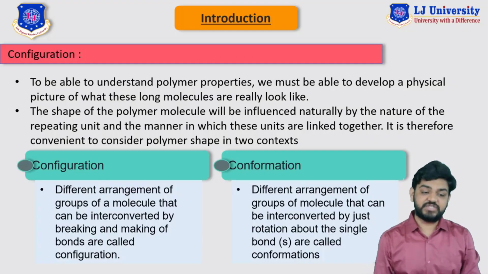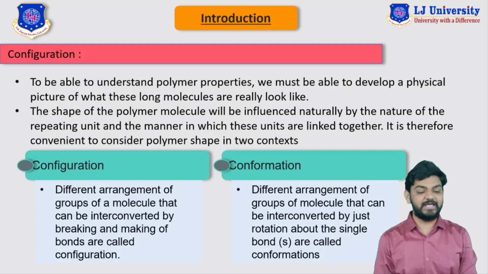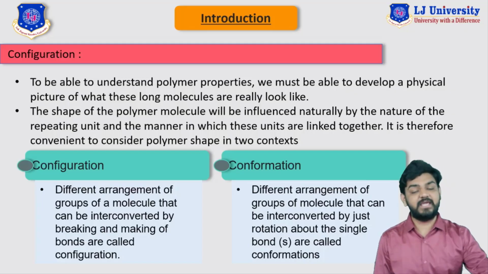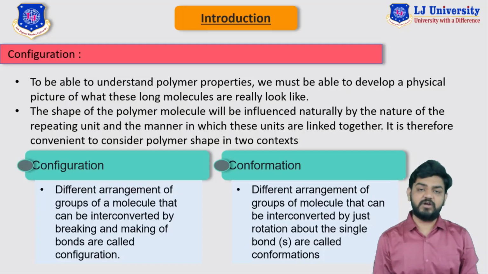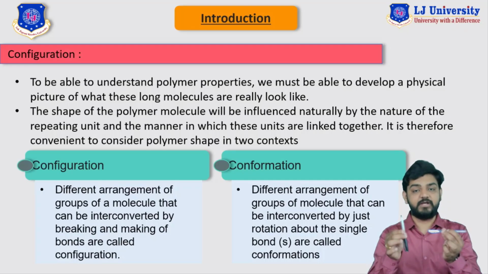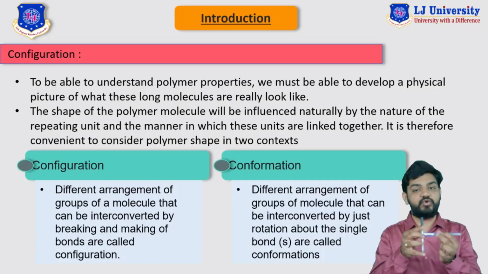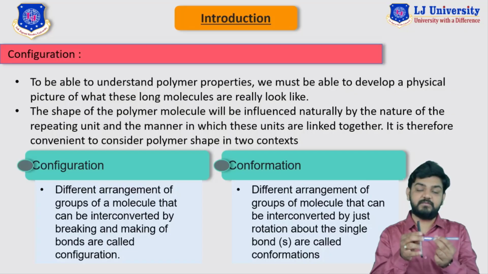The configuration can be defined as different arrangements of a group of molecules that can be interconverted by breaking and making the bond. This is what is called the configuration. As we have done in this example, we broke a bond and then again made one more bond to interchange the position of the chlorine and hydrogen group. This can be referred to as the configuration.